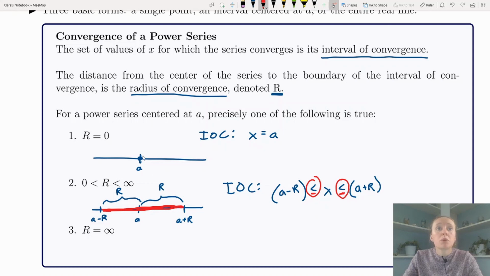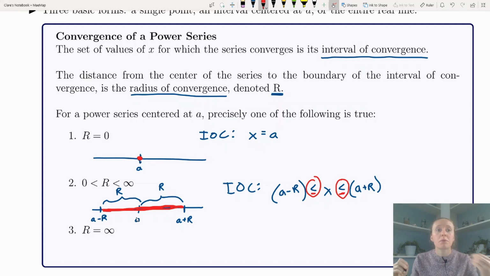So up above, we knew we only converged at that point, meaning when x isn't equal to a, anything else, we're diverging for this power series. In number 2, when we have some finite interval that we're converging for, everywhere outside of that, we're diverging. And that's where we need to test those endpoints to see whether we're converging or diverging at those.